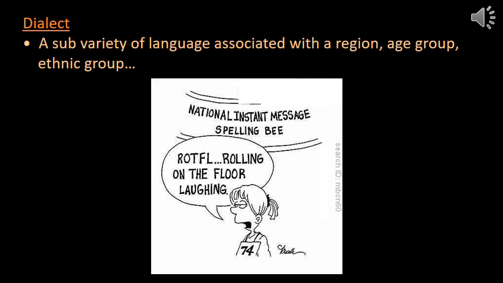Dialects can be linked with regions or countries. For example, French-Canadian is a dialect of French. It's not the same French as the French spoken in Africa or the French spoken in France or in Belgium. These are different dialects. Even sometimes different regions of Quebec will have their local French.